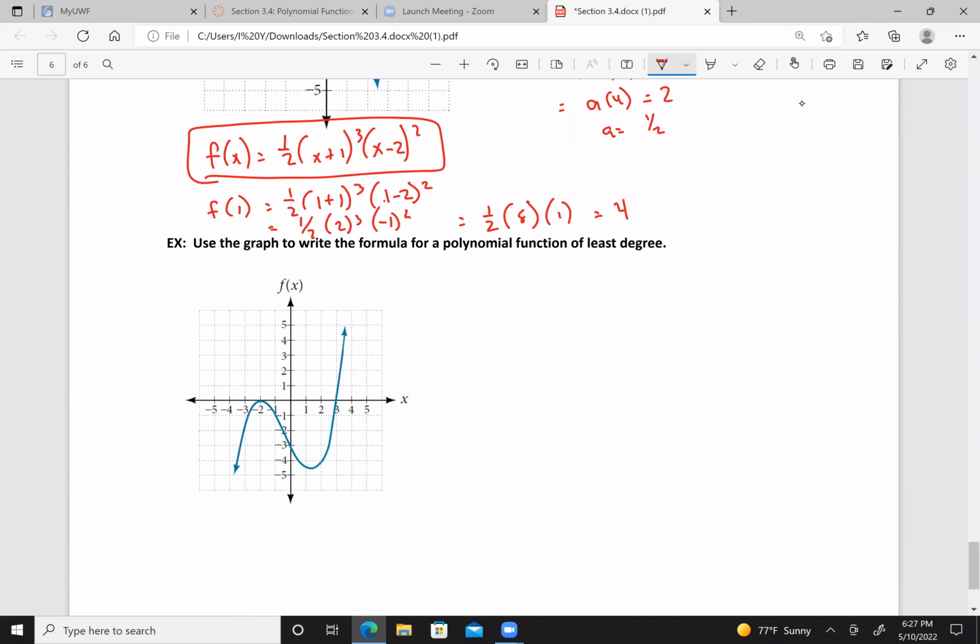Let's look at this one. Again, we have a 0 at -2 and 3. Crosses here, touches here. Again, opposite directions, so we're looking at an odd numbered function. So let's see, we have x plus 2 times x minus 3.